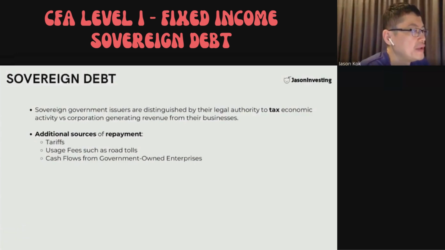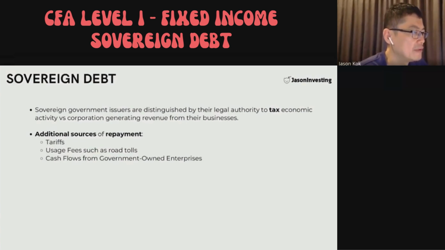Sovereign government issuers are distinguished by their legal authority to tax economic activity, versus corporations generating revenue from their businesses. So the way to see this is that rather than a business generating revenue, the main source of revenue for government is tax income. Additional sources of repayment are the repayment of debt, tariffs, usage fees such as road tolls, and cash flows from government-owned enterprises.